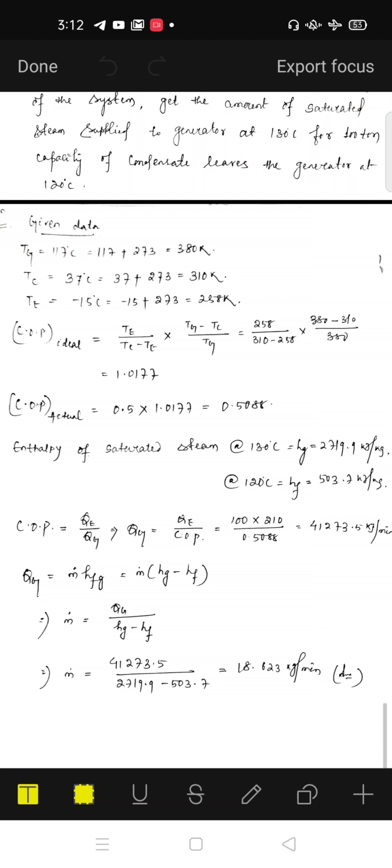QG, we are getting. So you know Q is equal to m dot into latent heat, QG will be m dot into HFG, and HFG can be written as Hg minus Hf. So mass flow rate will be QG divided by latent heat, that is Hg minus Hf. Hg you know, Hf you know, just put all the values and we'll get the mass flow rate of the refrigerant, that is 18.623 kg per minute. Thank you. So this completes your third chapter, that is vapor absorption refrigeration system.